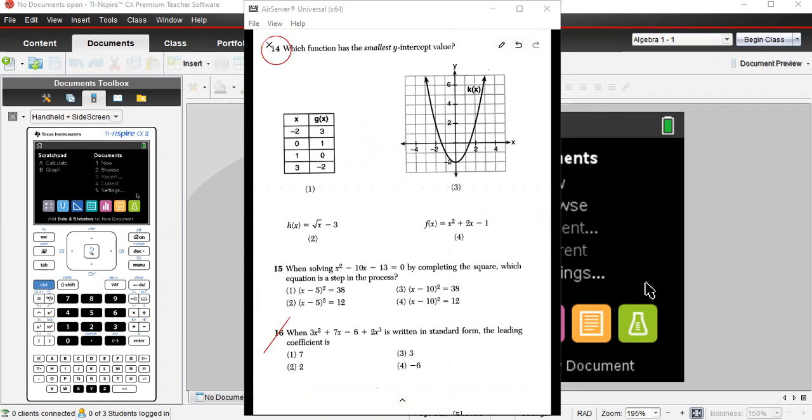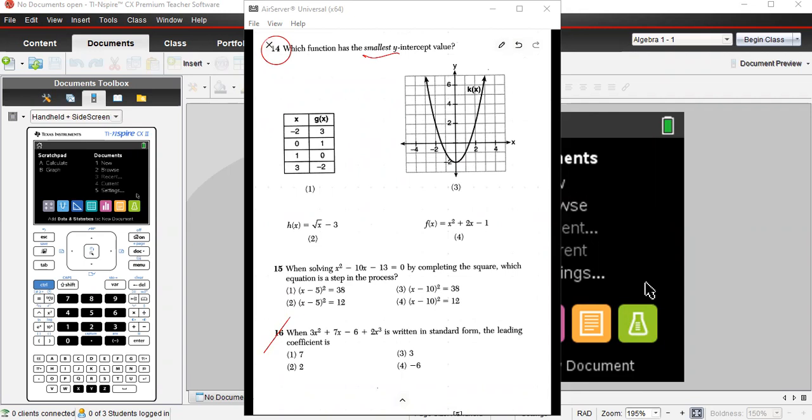I want to do question number 14 from the August 2022 Regents exam. Basically they're asking us to find the smallest y-intercept. And they are giving us four different functions, in four different forms. They give us a table of a function, a graph of a function, and two equations of a function.